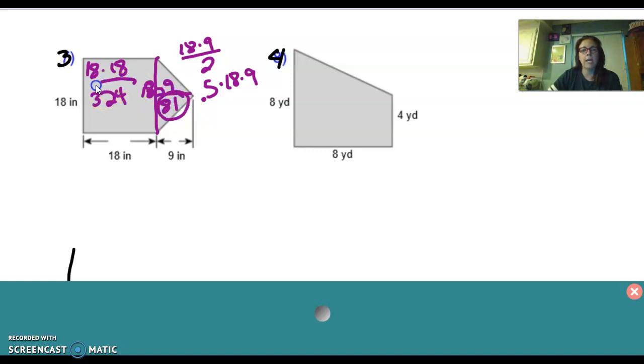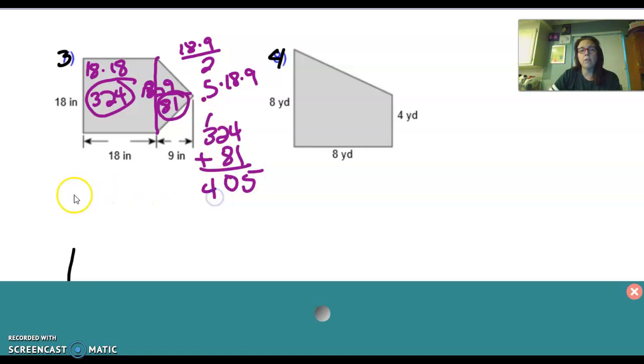Sometimes I circle it when I get a lot of things on there. So we have 324 plus 81. So I know what to circle, because sometimes you'll have like 5 shapes. 4 plus 1 is 5, 2 and 8 is 10, 3 and 1 is 4. So 405 inches squared is what this area is.